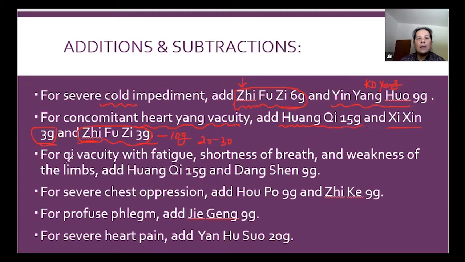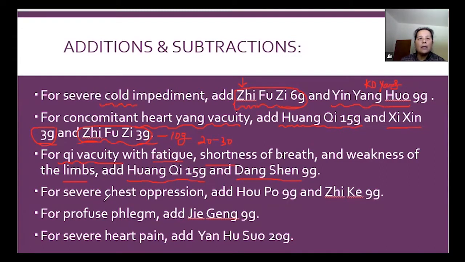And for people with qi deficiency, people will have fatigue, short breath, and general weakness. So adding 黄芪 still tonifies qi, and 党参 tonifies qi. So that's especially for tonifying qi.